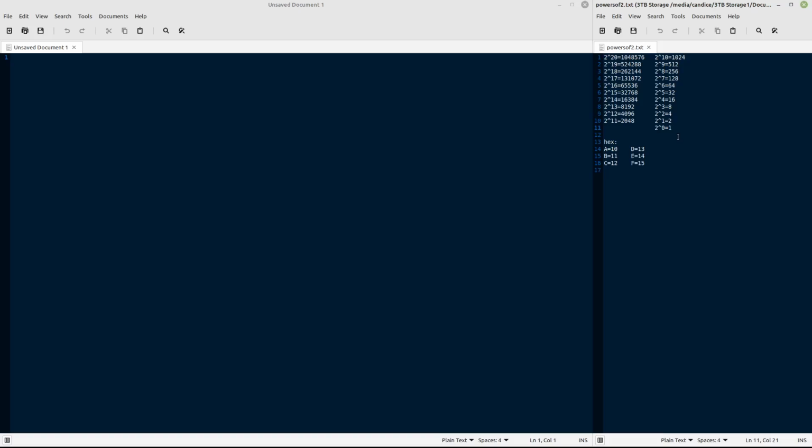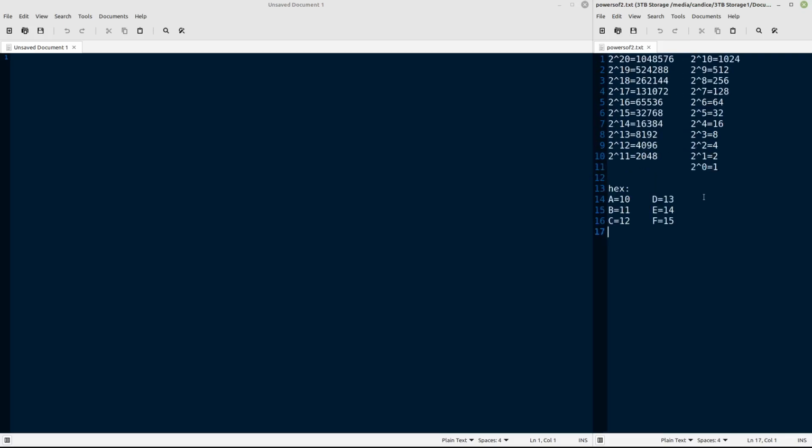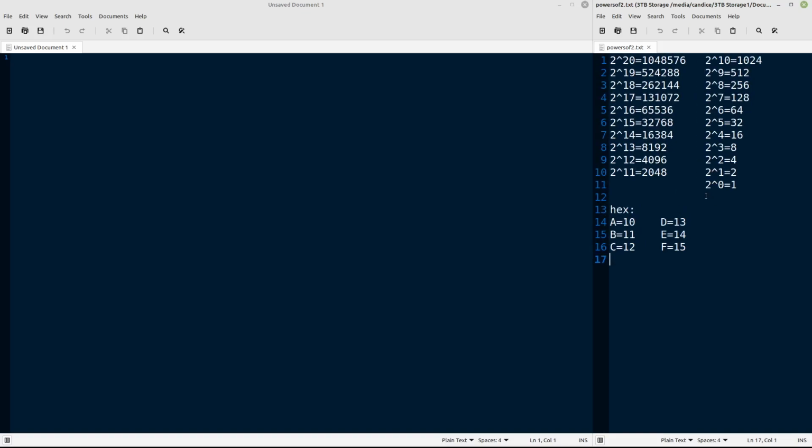With binary, you need to know your powers of 2 because it's a base 2 numbering system, right? So 2 to the power of 0 is 1, of course, because anything to the power of 0 is 1. 2 to the power of 1 is 2, because anything to the power of 1 is itself. And then we just keep doubling as we go up, right? 2 to the power of 2 is 4, 2 to the 3 is 8, 2 to the 4 is 16. Let's make that a little bit bigger. Maybe you can read that now. And so on and so on.